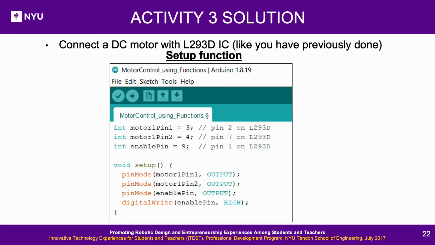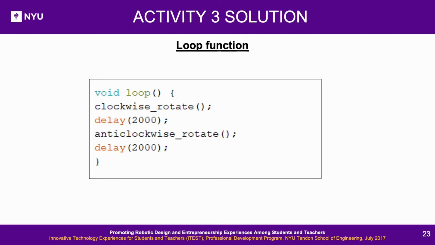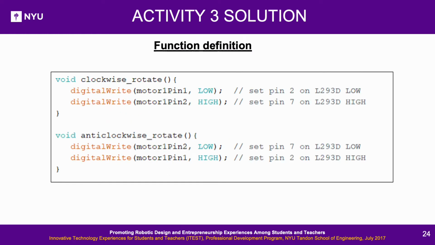Activity 3. Solution. Remember, connect a DC motor with the L293D IC, like you have previously done. The code for the activity is as follows. Setup function. Loop function. Function definition to move the wheels of the robot clockwise and counterclockwise.